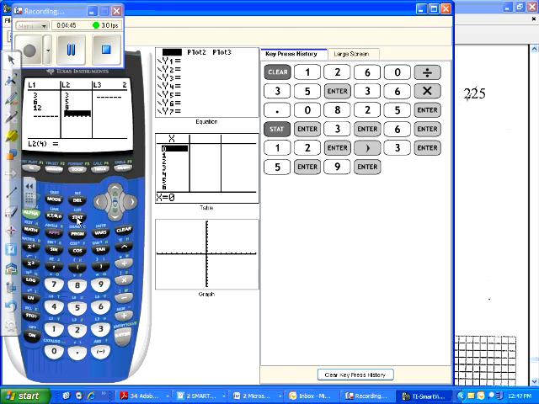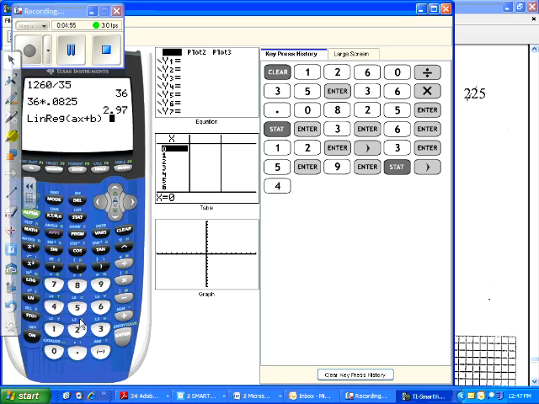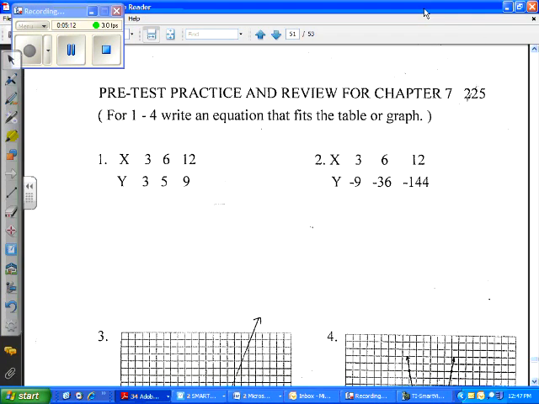We then would go to Stat, arrow to the right to calculate. Number 4 is a linear regression, so I'm going to hit the number 4. I'm going to hit enter, and it gives me y equals 2/3, that's what 0.6 repeating is, x plus 1. Same thing we got when we did it on paper, okay? So we can do our work on paper, verify it on the calculator.